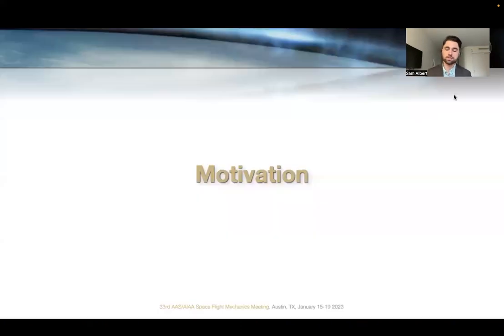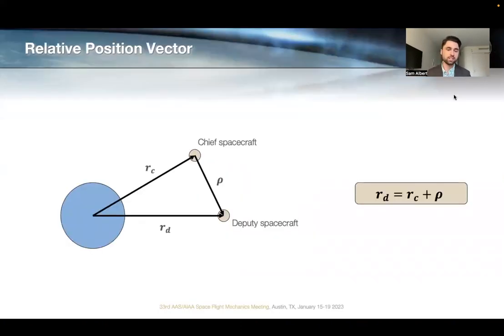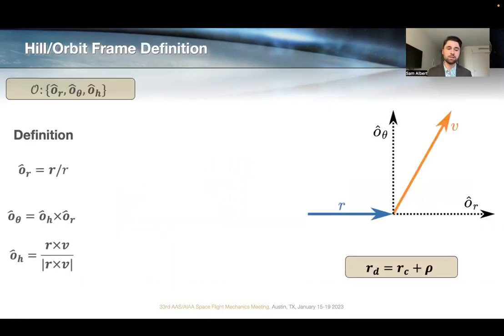Okay, so I want to start out with some high-level motivation. Just to introduce the concept, we're talking about relative motion. What we mean by that is we have some chief spacecraft and some other deputy spacecraft. We want to describe the motion of that deputy in terms of this relative position vector rho defined here. That's this, so that the position vector of the deputy is the sum of the position of the chief and this relative position vector. And we'll want to define its time derivative and acceleration as well.